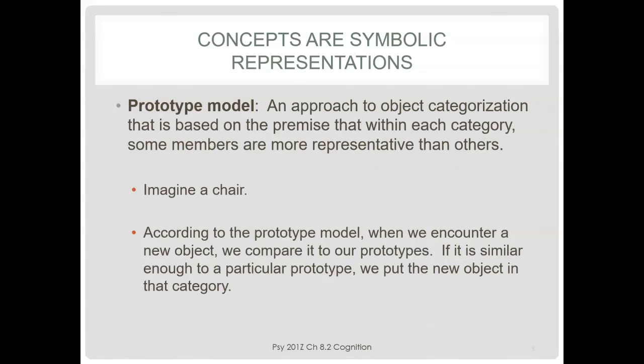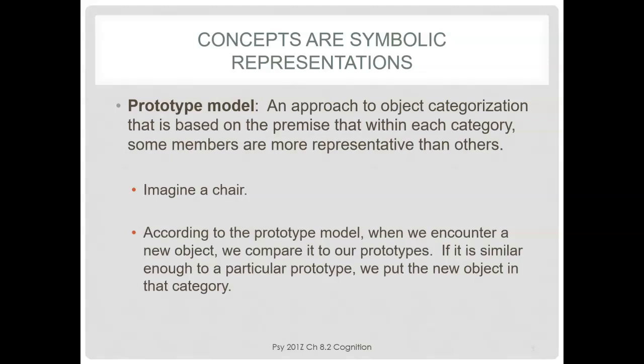Then we get to the prototype model. This is an approach to object categorization that is based on the premise that within each category, some members are more representative than others. So we're not just looking at the attributes. We're looking at what attributes are most important for that category, that are more representative of that category than some of the other attributes. So basically you're creating a kind of hierarchy of attributes.